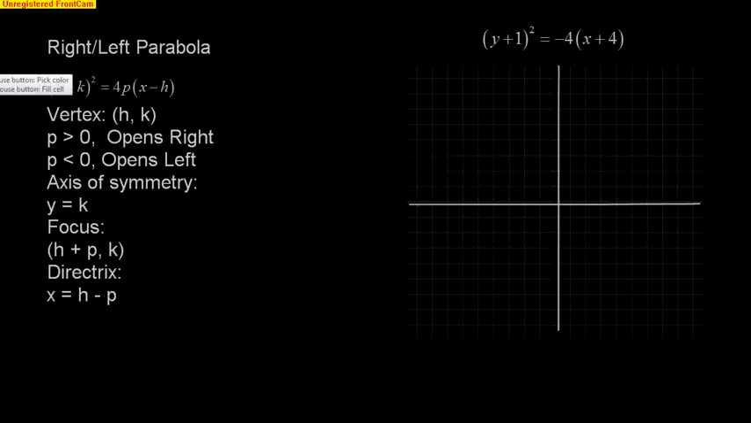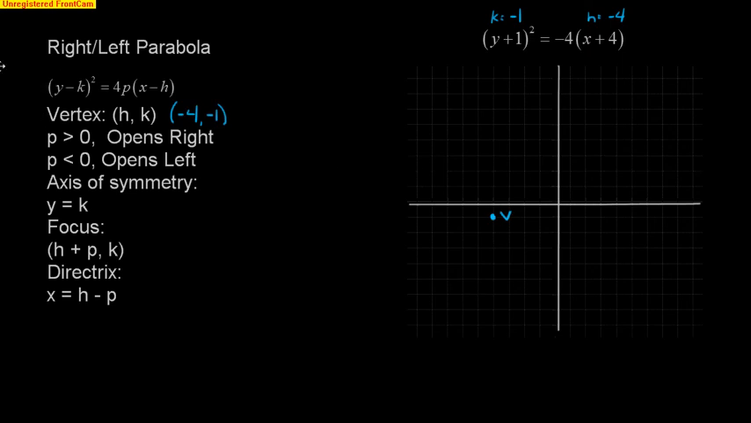So let's start again with the vertex. Looking at the formula, I know H goes with the X. So I'm going to have negative 4 because I got X plus 4 there. And then I'm going to have negative 1 because I got Y plus 1 there. So here's my H and here's my K. So I know that my vertex is at negative 4, negative 1. So I go 1, 2, 3, 4, and negative 1. And that is my vertex.